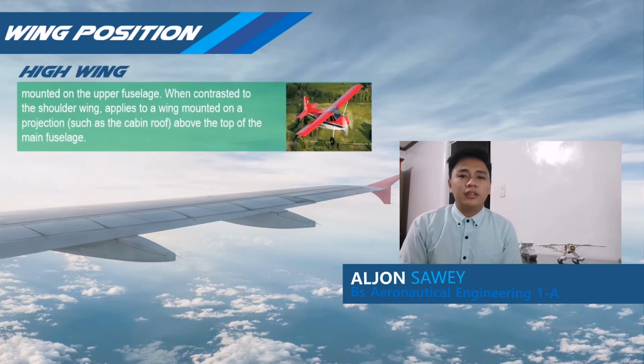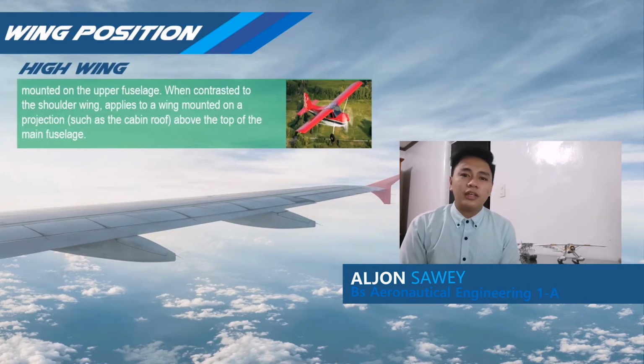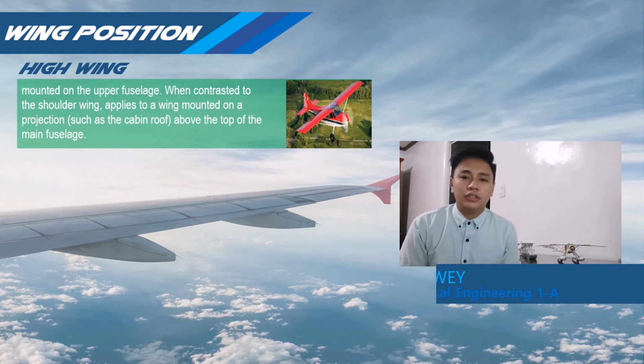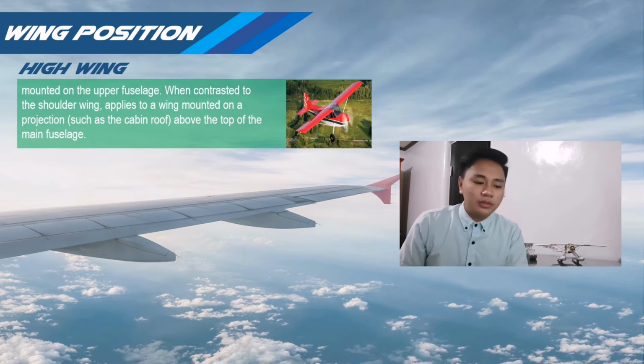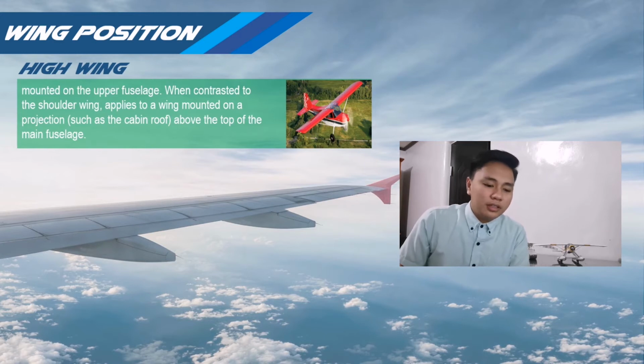First is the high wing. The wing in the high wing is located on the upper part of the fuselage. In having a high wing, your advantages will be you will have a clear view of the ground. Plus, gravity will help the fuel flow from the fuel tank to the engine without a fuel pump. It is also inherently stable since the center of mass is situated below the center of lift.